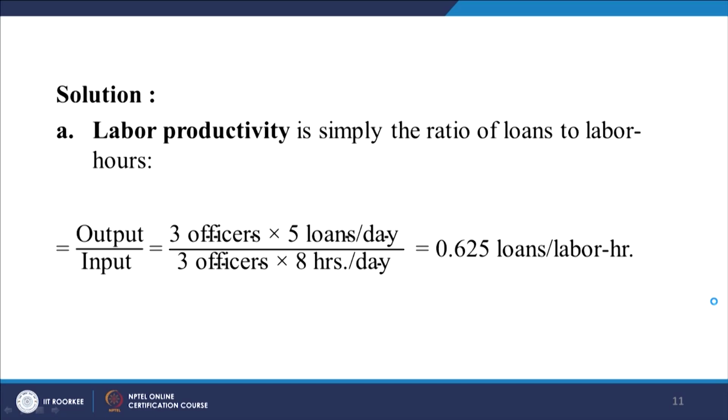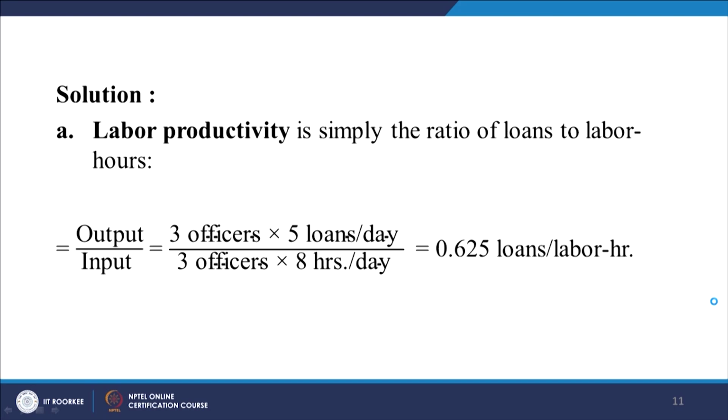How much time is going into the system? That you can also calculate: 3 workers for 8 hours each. So we can easily calculate the labor productivity. Let us try to understand the calculation, but prior to that we have to first see the other part of the statement also. So let me first go through the calculation of our labor productivity. Labor productivity is simply the ratio of the number of loans processed to the labor hours, which I have already explained.